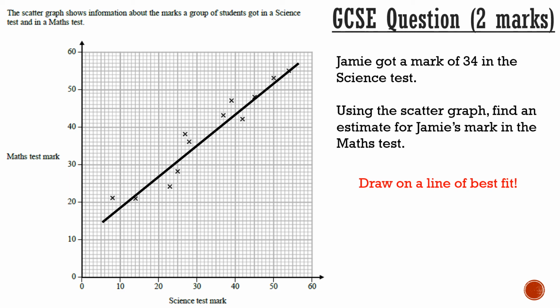So Jamie got 34 in the science. Please make sure you read the right label. So science, read from science. So 34, we go up to the line. We're going to read across, and again, make sure you read the correct scale here. Each of these little squares are worth 1 mark. So this gives him 38 marks as an estimate for his maths test.